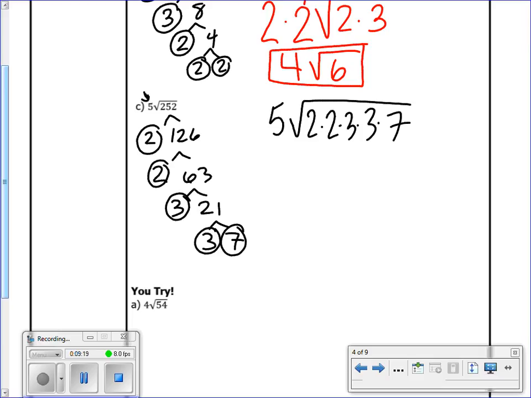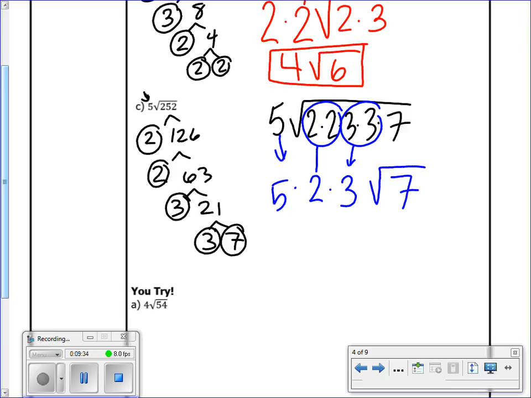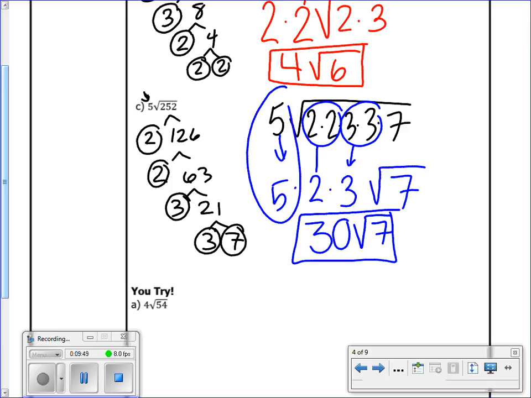Again, you want to look for twins. So we have a set of 2s. They come out. A set of 3s. They come out. And that's all I have left over, and just a 7 inside my square root. Now you can't forget to bring down the 5 that's in front as well. Now we multiply 5 times 2 gives us 10. 10 times 3 is 30. So your final answer is 30 square root 7. Again, a lot of people forget about this 5 here. You cannot forget about it when you multiply by your numbers on the outside.